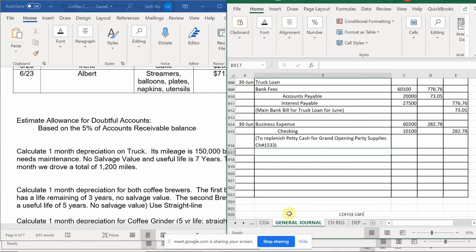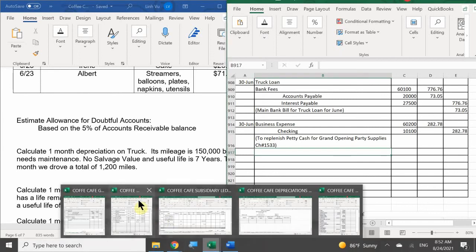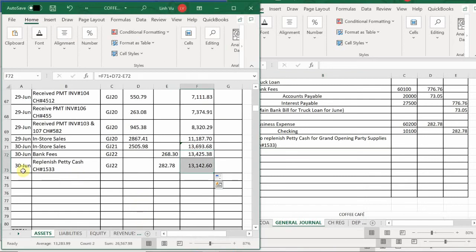So what do I do here if this is an estimated allowance for doubtful accounts? You go to your accounts receivable and figure out the 5%. Okay, so let's take a look at our ledger to figure out what our total amount of accounts receivable is.